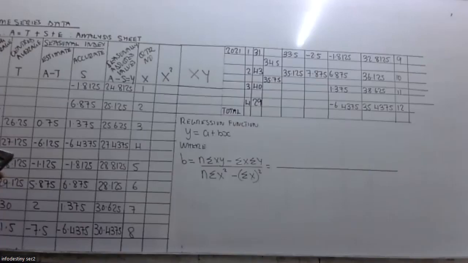24.8125 times 1 plus 25.125 times 2 plus 25.625 times 3 plus 27.4375 times 4 plus 28.8125 times 5 plus 28.125 times 6 plus 30.625 times 7 plus 30.4375. If it starts running over, you stop at 7 and say equals plus.